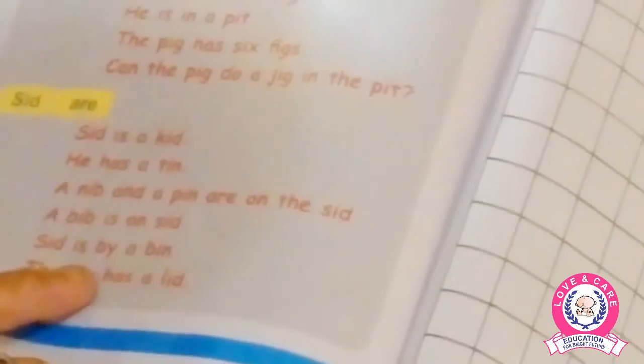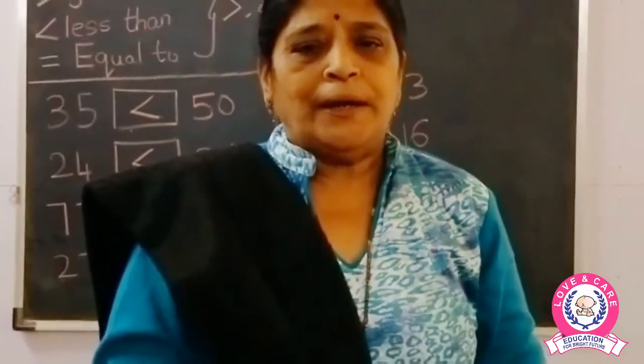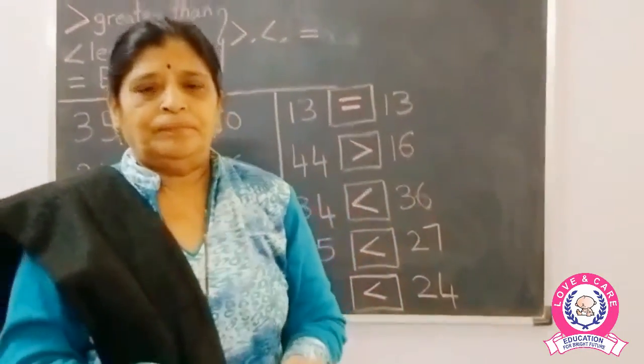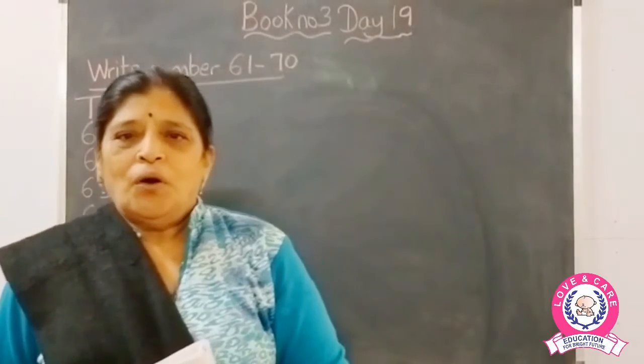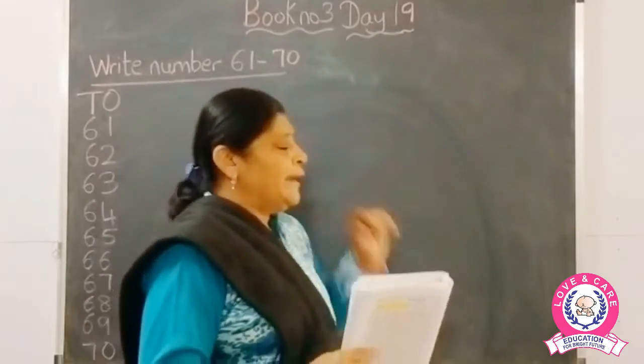T-H-E, the. B-I-N, bin. H-A-S, has. A L-I-D, lid. The bin has a lid. Okay, so we have completed day 80. Now we are going to do day 90.